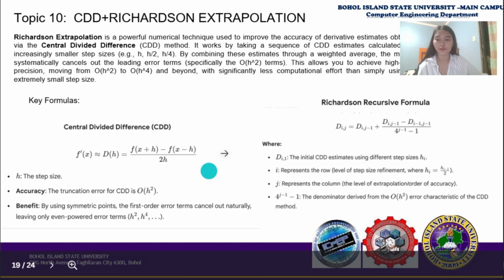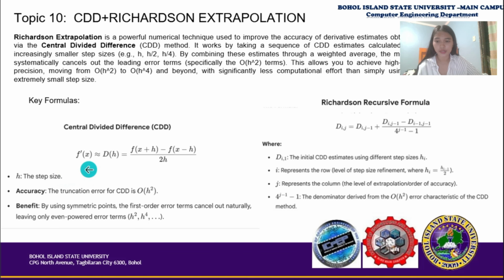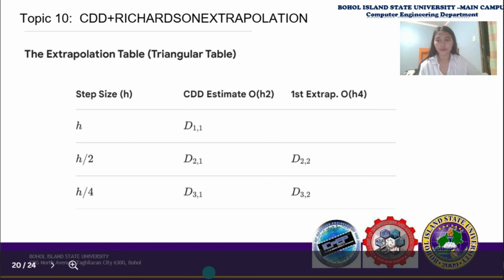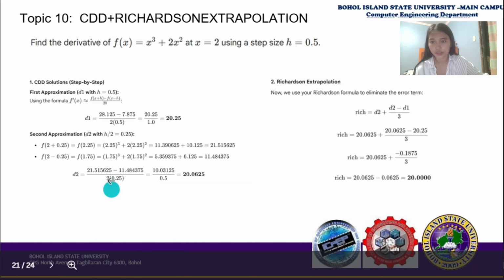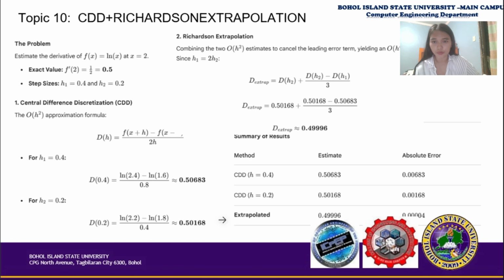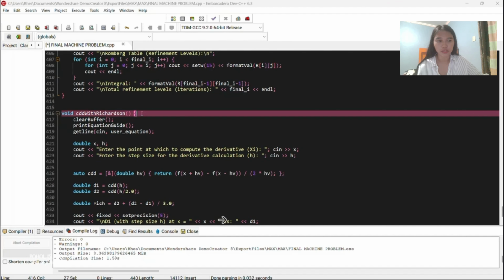So as you can see, this is the formula of the CDD, where h is the step size, f(x+h) minus f(x-h). So as you can see, CDD is fast and a future measure. And this is the Richardson recursive formula. Okay. The extrapolation table. So this is the extrapolation table. And this one is the example problem for polynomial. And this one is a sample problem for the trigonometry. Okay, let's watch the video.